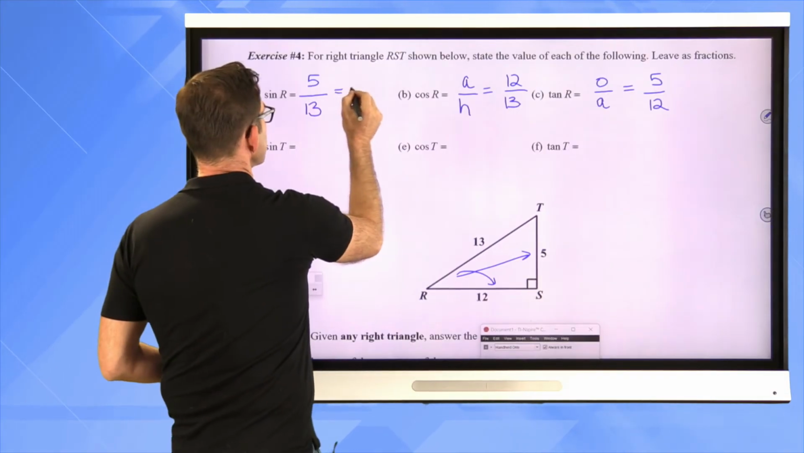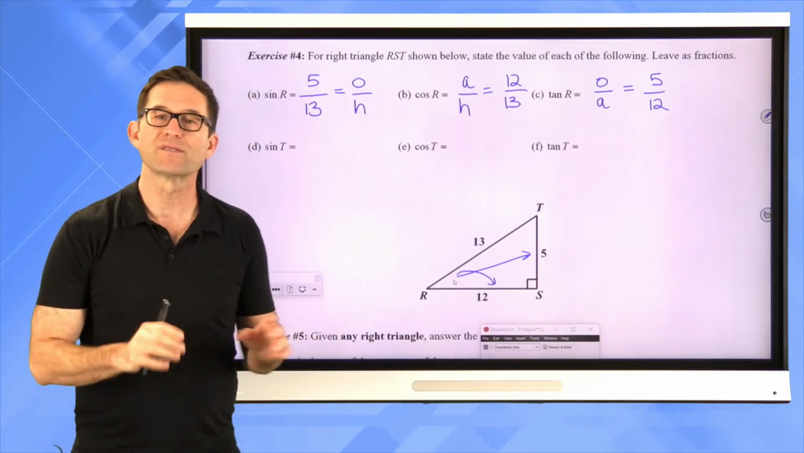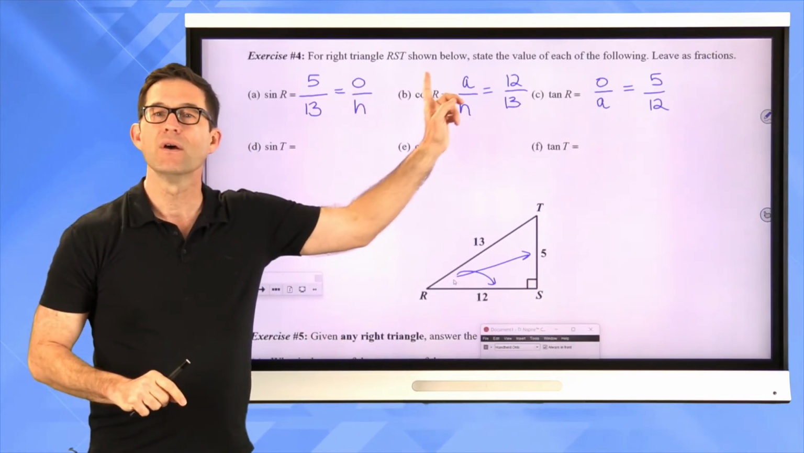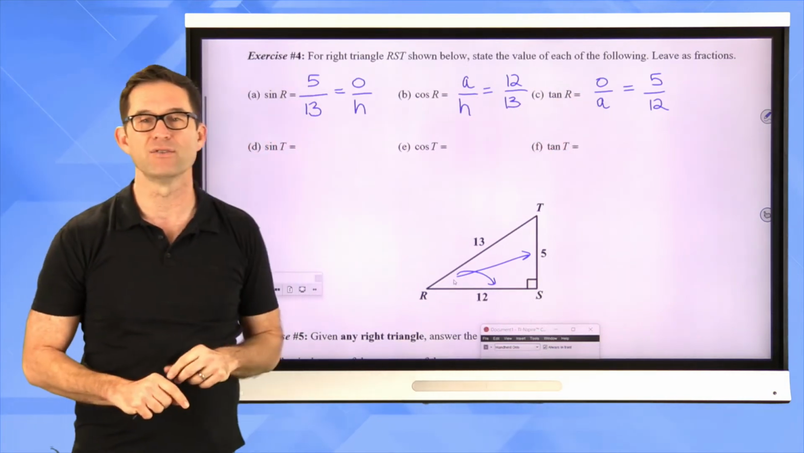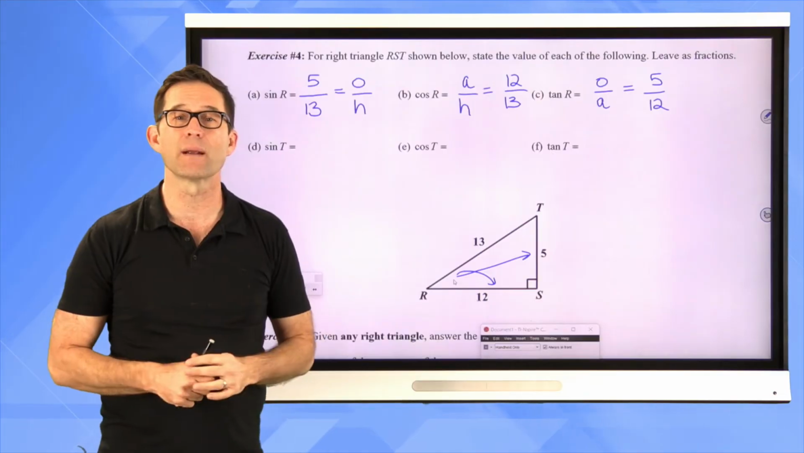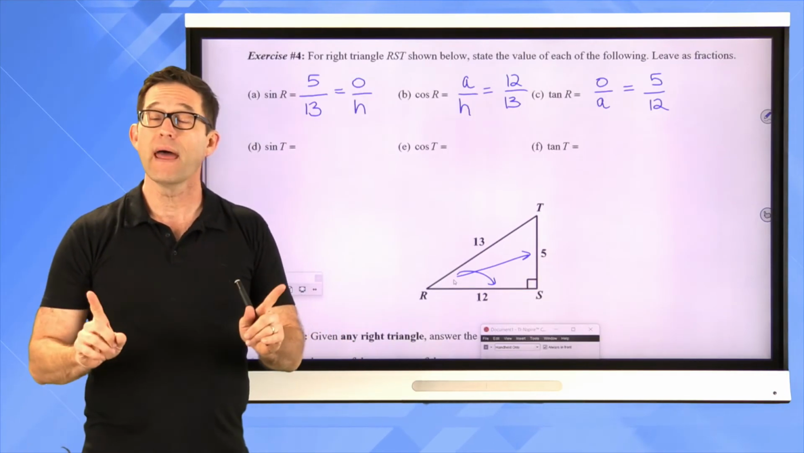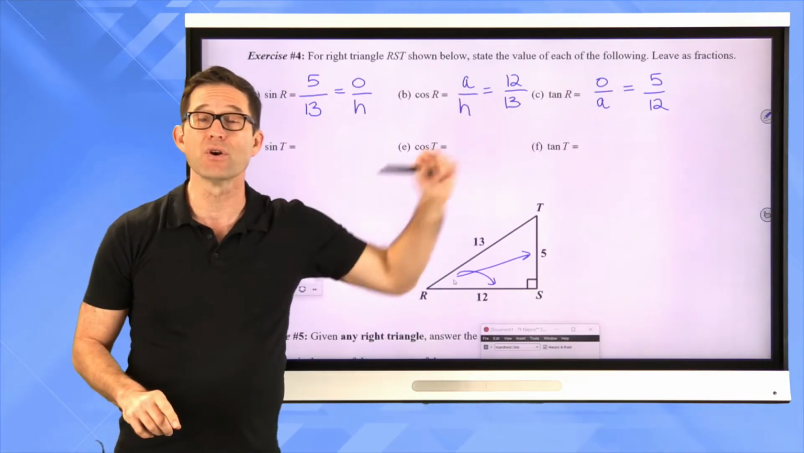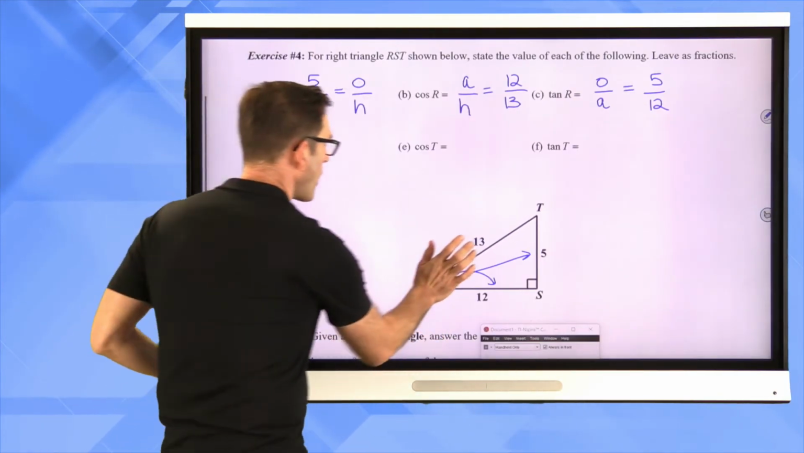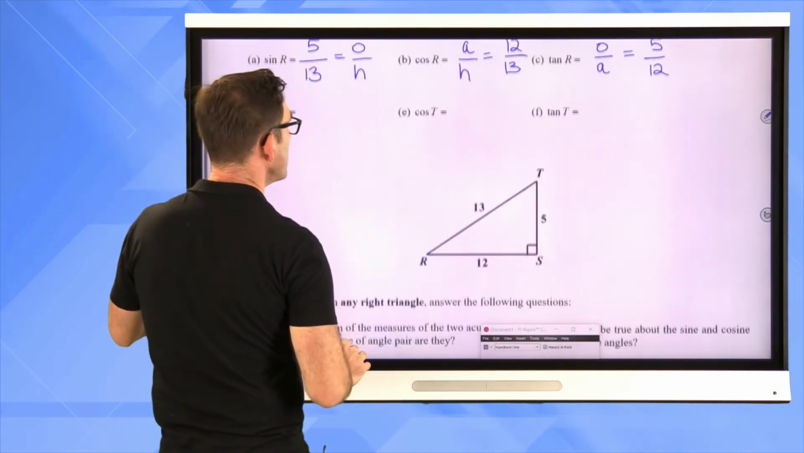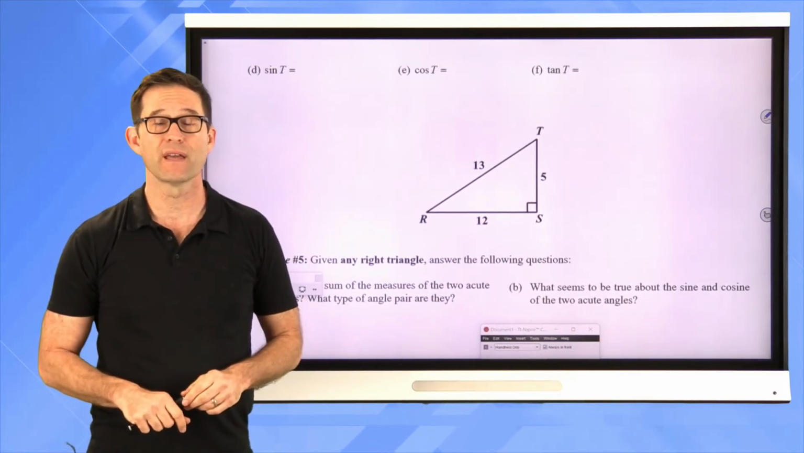So let me do this. This is opposite divided by hypotenuse, right? SOHCAHTOA. Sine is opposite divided by hypotenuse, cosine is adjacent divided by hypotenuse, and tangent is opposite divided by adjacent. And when I say opposite and adjacent, I'm always talking about the legs of the right triangle, not the hypotenuse. Now, we can find these three ratios for either of the two acute angles. We just did it for angle R, what I'd like you to do now is pause the video and see if you can do it for angle T. Take a moment to do that.